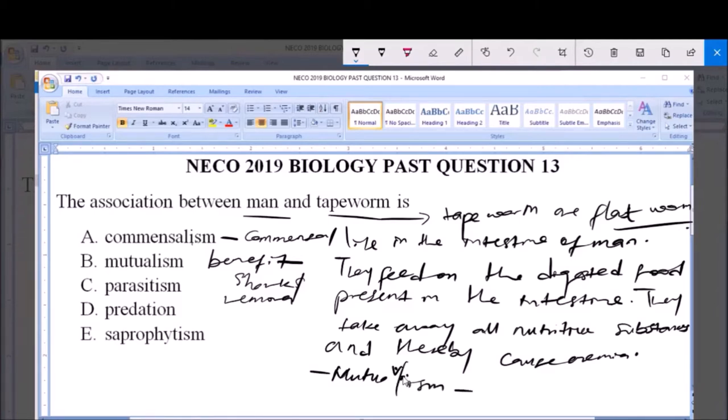In mutualism, both organisms involved actually gain. That is, both organisms involved in this association benefit from each other. An example of mutualism is what you see in cattle and tick birds.